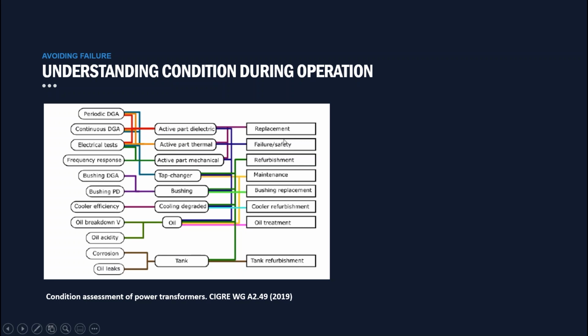And to further understand mechanical problems, we would look to electrical test results. So for instance, sweep frequency response analysis and winding resistance are 2 of the tests that we can look at. Higher temperature heating can start in the oil, or it can be in the paper insulation. And heating can lead to breakdown of the paper insulation, which can reduce the life of the asset. Active part thermal relates to heating problems that degrade the paper insulation.